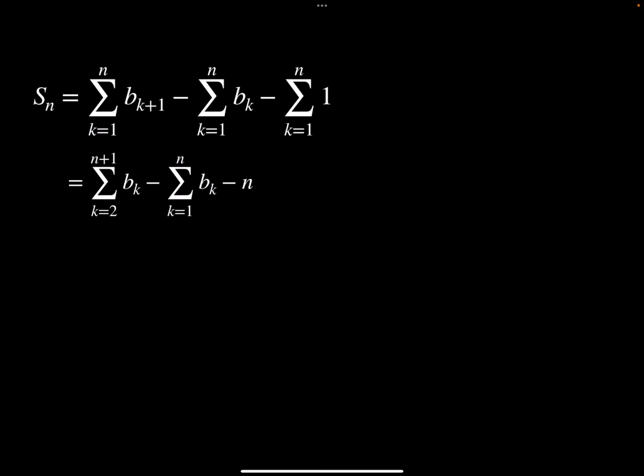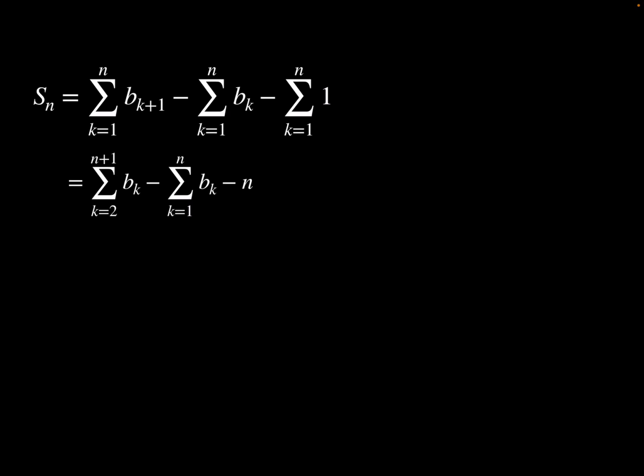Okay, so we can rearrange the first sum, because if we write every term of this sum, the first term is going to be b sub 2 and then b sub 3 all the way to b sub n plus 1. So this is exactly the sum as k goes from 2 to n plus 1 of b sub k. The second sum does not change. The third sum, now we are adding ones exactly n times. So this is equal to negative n.